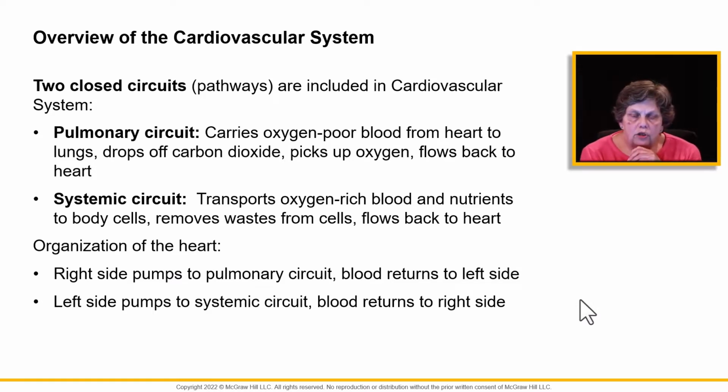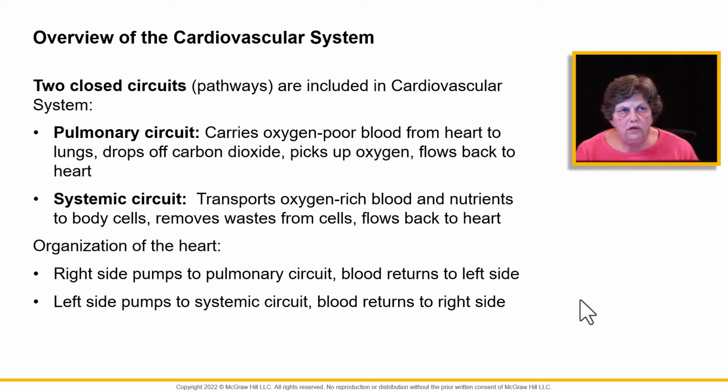We have two circuits: a pulmonary circuit and a systemic circuit. The pulmonary circuit carries the blood that is oxygen poor, because the oxygen has been used by the tissues, from the heart to the lungs, where it gets that carbon dioxide dropped off, picks up oxygen, and brings this oxygenated blood back to the heart.